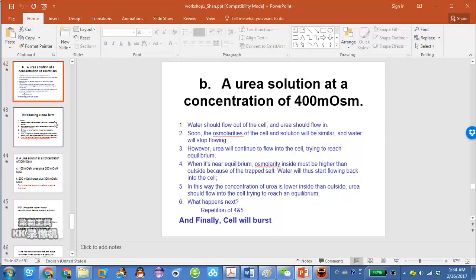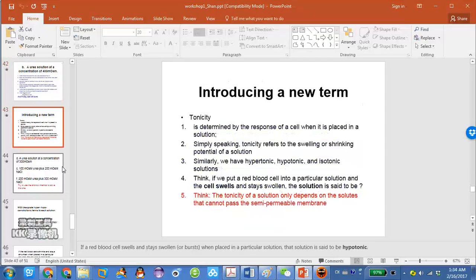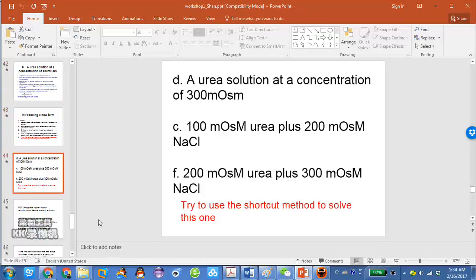So scenario B, if you only want to look at the cell volume, is equivalent to the scenario when you have a cell containing salt that is put into distilled water. So in the end, the cell will burst. Okay, I hope you understand it more when you review it more times. Okay, scenario D.